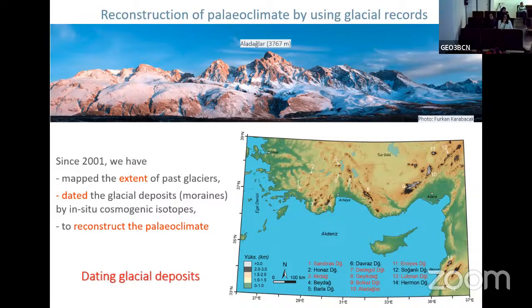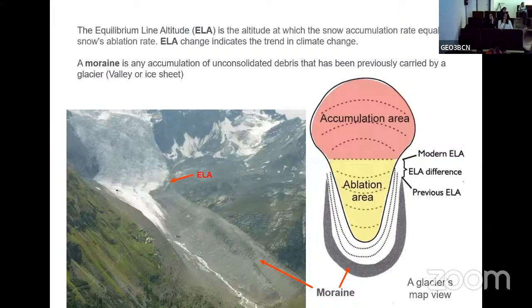This is Ala Dağlar, the mountain that I showed you with the alluvial fans. It's a beautiful mountain landscape, and you have a nice plateau there, and it's a very touristic site as well. You do like 2-3 days of walking, and you cross to the other side. We did this a couple of times. It's really beautiful. So we mapped and dated the moraines.